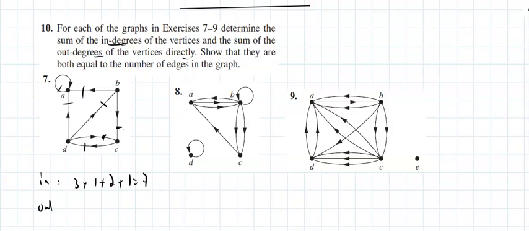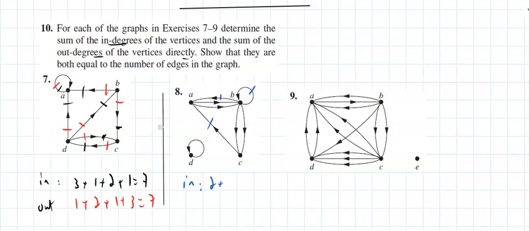How about the out? The out would be on A, 1. That's it. On B, going out 1, 2. On C, going out 1. And on D, going 1, 2, 3. That's 3, 4, 5, 6, 7. They are equal.